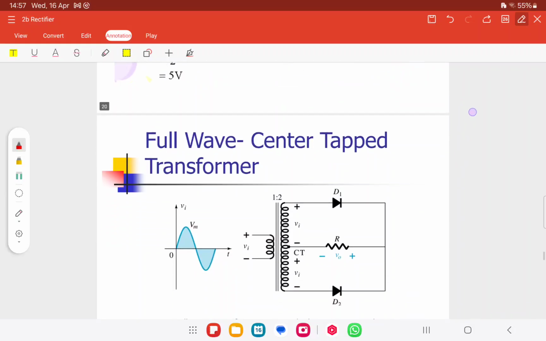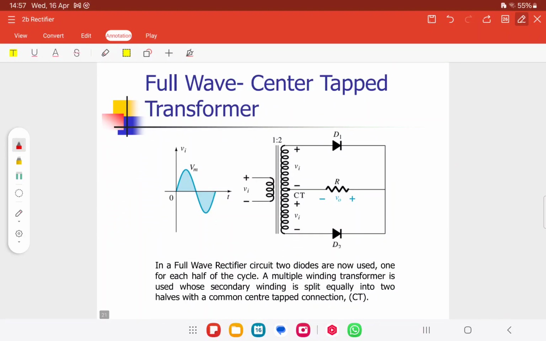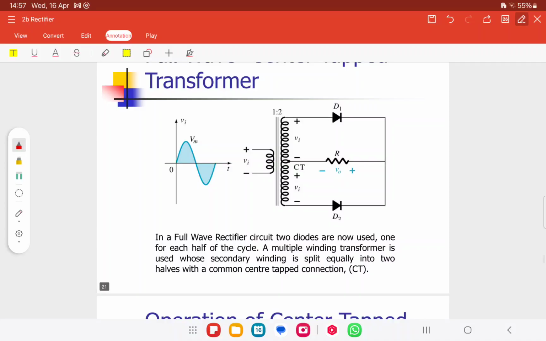Alright, so this is the next one. We have the transformer, still on the full wave, but then we use the transformer connection in the circuit. For the transformer, we need to be careful because we have the winding. This is the primary, this is the secondary.